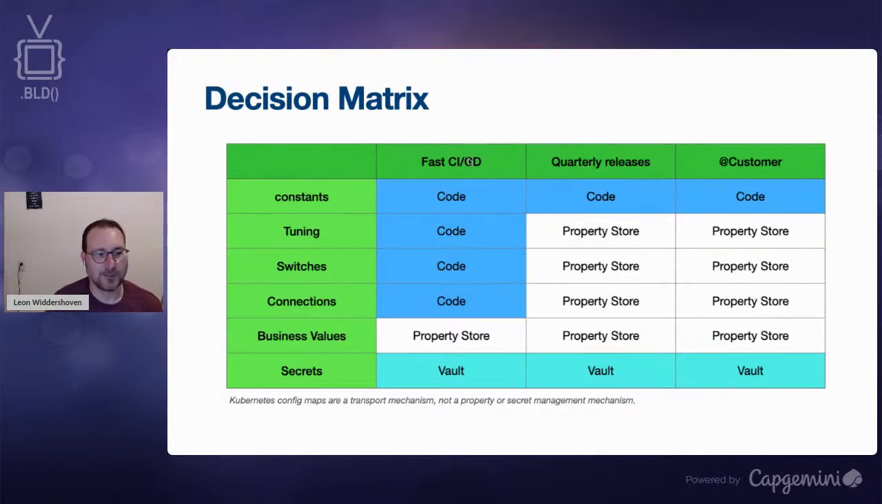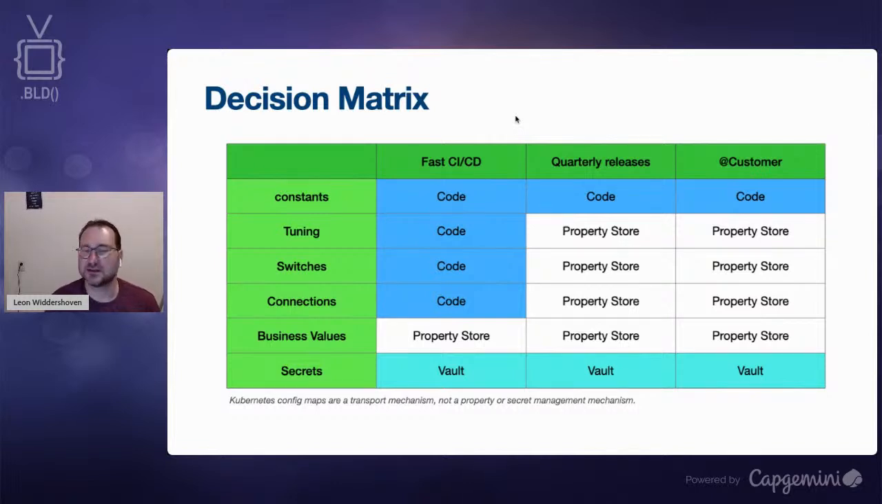Well, then you have the fast CI/CD, so that is if you have a build within 15 minutes, versus quarterly releases, which is slow, and at customer sites, where you cannot actually do anything at all. And if it's tuning parameters or switches or connections, technical stuff that you own, then if you have a fast CI/CD pipeline, you can just put it in code. Whether this is in the code itself or this embedded property file, whatever you want. Business values, you should just externalize somewhere, either in a property store or make a configuration service somewhere, particularly for your customers, for your stakeholders, but somewhere else.